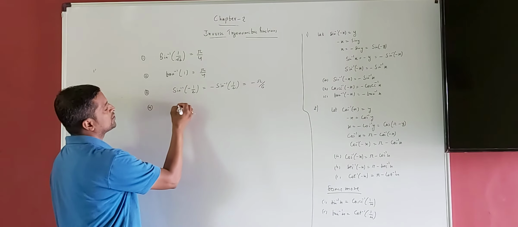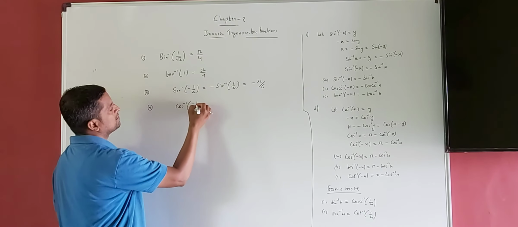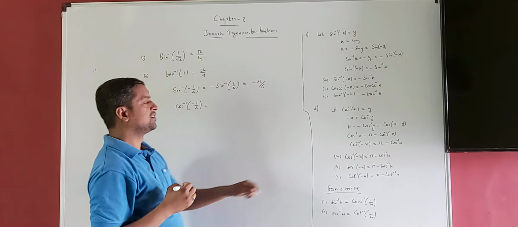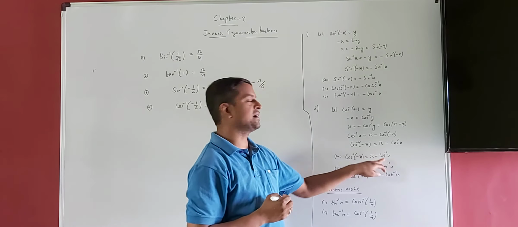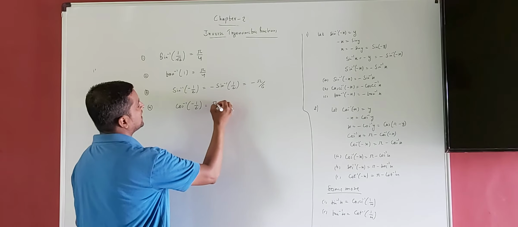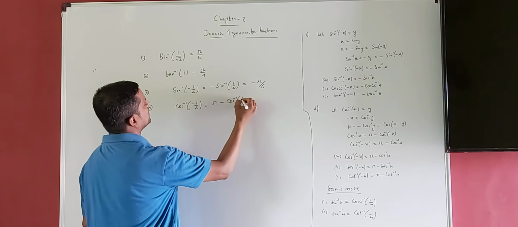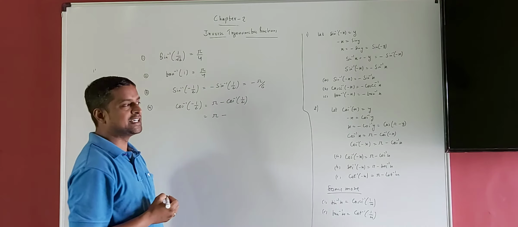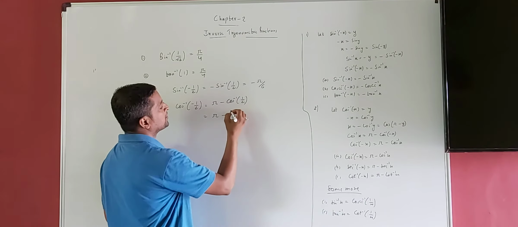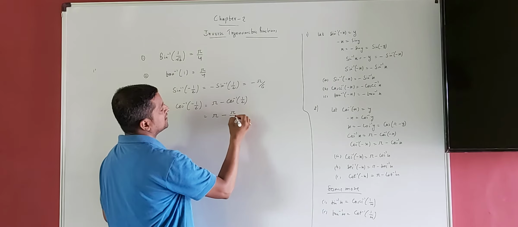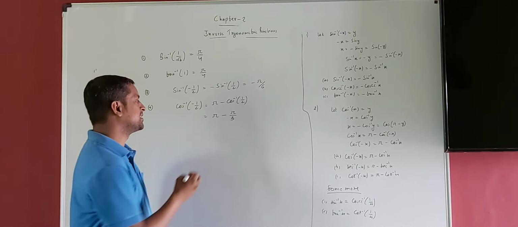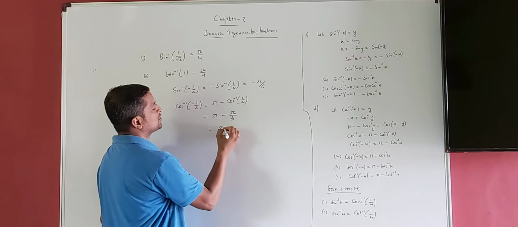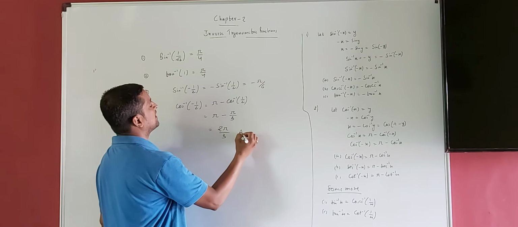Now one of cos also let me discuss. Cos inverse of minus 1 by 2. See, cos inverse of minus x is pi minus cos inverse x. So it is pi minus cos inverse 1 by 2. Now when cos is 1 by 2, it is 60 degree. So 60 means pi by 3. So 3 pi minus pi, that is 2 pi by 3. This is the final answer.